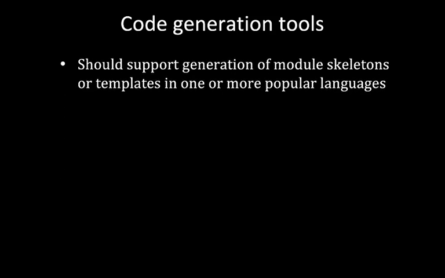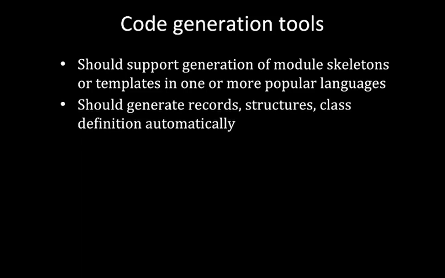It should support generation of module skeletons or templates in one or more programming languages. If you check Umbrello or Rational Rose or those kinds of software, they support different object-oriented programming languages. You can simply generate code in different object-oriented programming languages. So that code generation support is there in most of the CASE tools. Then it should generate record structures and class definitions automatically from the data dictionary in all the programming languages.